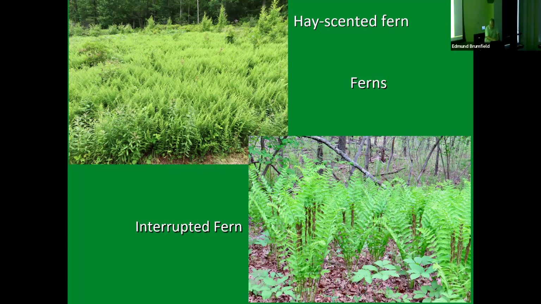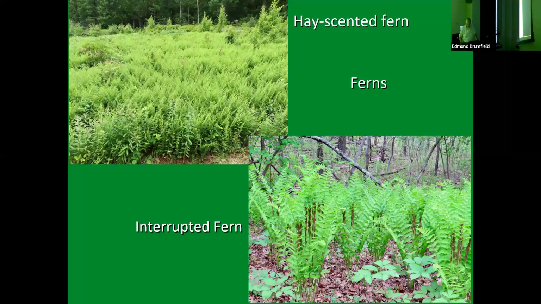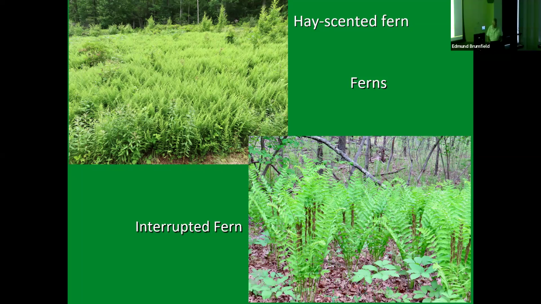You get the kind that spreads by underground rhizome, like hay-scented fern. And you have the clumped or the bouquet-like stands of interrupted fern and cinnamon fern and things like that. Unfortunately, the state of our knowledge isn't such that we know which specific species of moths feed on what specific species of fern. But it's true generally across the plant groups.